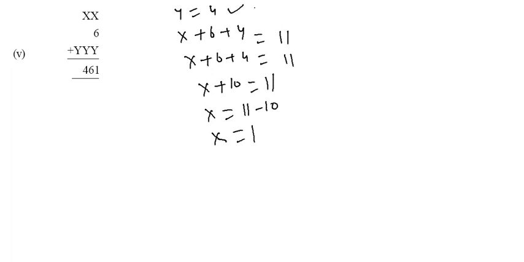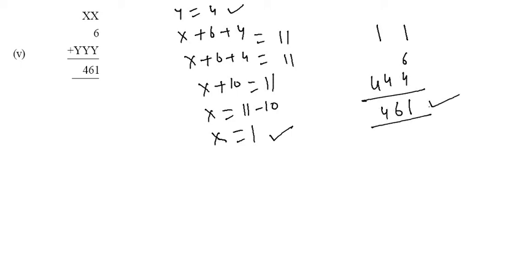Let us see what will happen. y is equal to 4 and x equal to 1. So we can write 1 here, and here is 6, and y is given as 4. Now add them: 6 and 1 is 7, and 4 is 11. So here 5 and 1 is 6, and 4 is 10. So our answer is correct. That means x will be equal to 1 and y equal to 4. So that will be your answer.